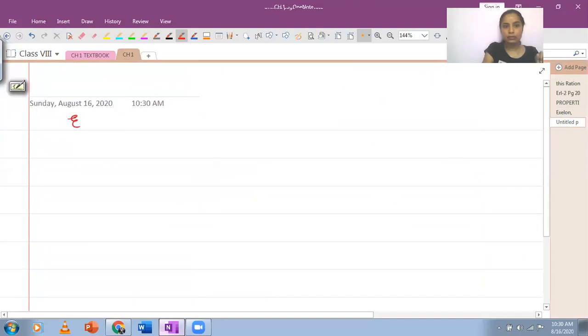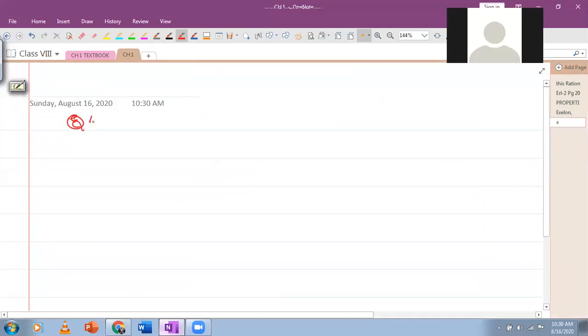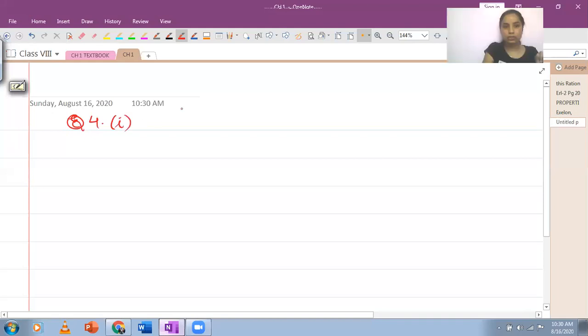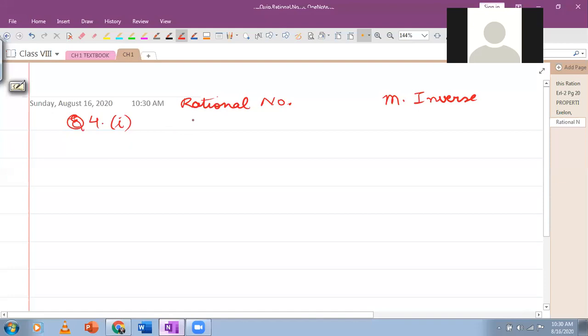So we have this question number 4 now. This is the first part. You can make columns. So you can write down that the rational number is written in the first column and the multiplicative inverse has been written in the second column. Not the second part of question 3, sorry.